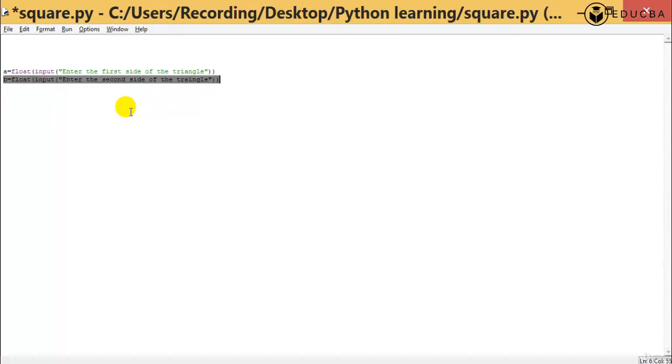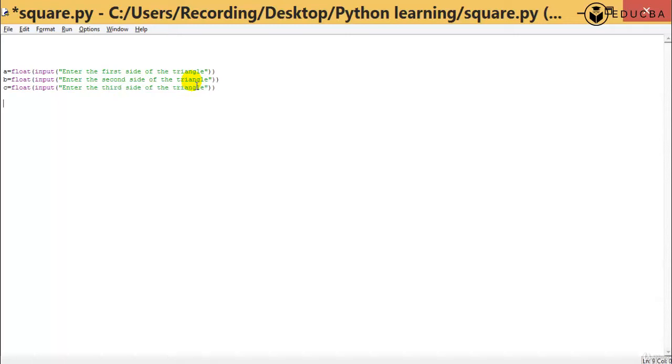And then of course we are going to tell him to enter the third side, which I'm going to take in C. Oops, this is triangle, right? Enter the third side of the triangle. So can I say this is third? Okay, with this we have asked the user to enter 3 sides.